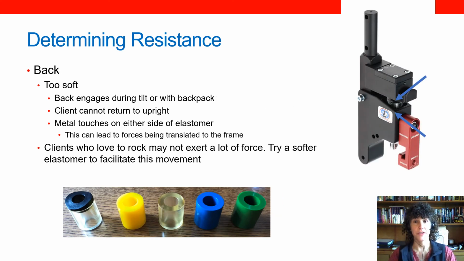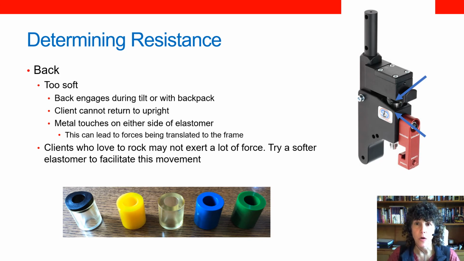How can we tell if it's too soft? Well, if the back engages, if it starts moving posteriorly when the client is placed into a tilt, or if a backpack is placed on the back canes, then we know we need a little more resistance to keep that from happening. We only want it to move under client forces. If the client can move rearward but not readily return to upright, that tells us also that there's not enough resistance and we have to increase that.